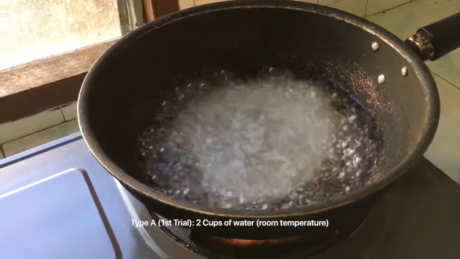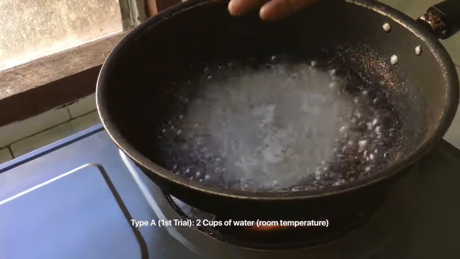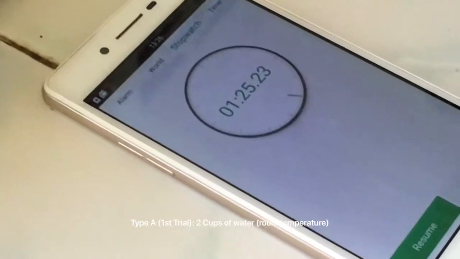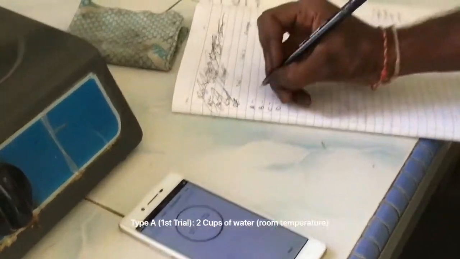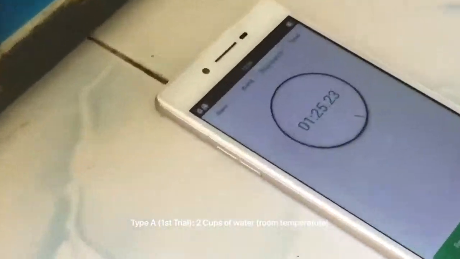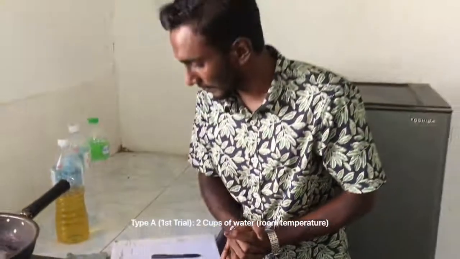I think the water has boiled. You can see the bubbles all coming up, so I'll stop the timer. The time taken was 1 minute 25 seconds for the first trial. Alright, 1 minute 25 seconds.